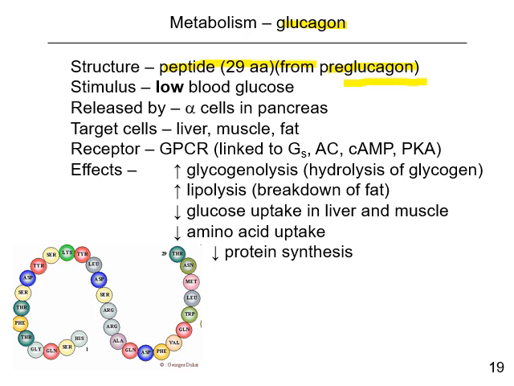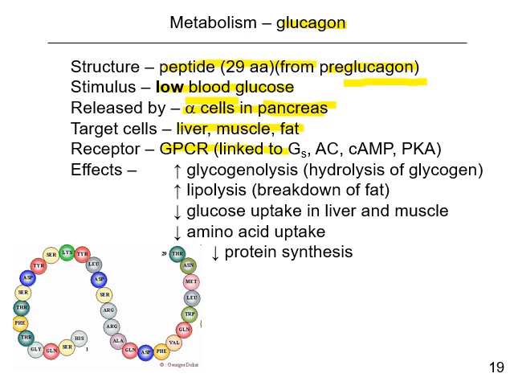The stimulus for glucagon release is from the alpha cells of the pancreas. So the organ that releases glucagon is the pancreas, but the cells are different. It's the alpha cells that produce glucagon and release it, whereas it was the beta cells that produce insulin and release it. The stimulus of those cells is low blood glucose, and we're not going to go into how that is detected. The target cells are the same as the target cells for insulin.